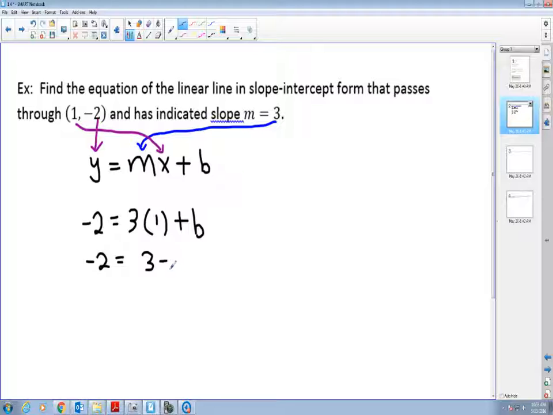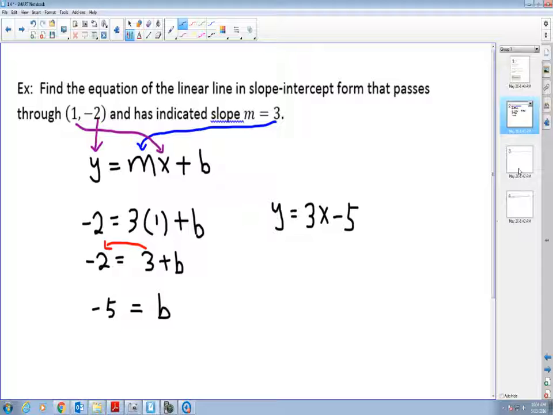To get positive b by itself, we will move the positive 3 to the left side. That will become negative. So -2 minus 3, my answer, b equal to -5. Alright, so my equation of the line will be y equals mx plus b. m is still 3, x, b is -5, so we'll just write -5. So the equation of the line will be y equals 3x minus 5.